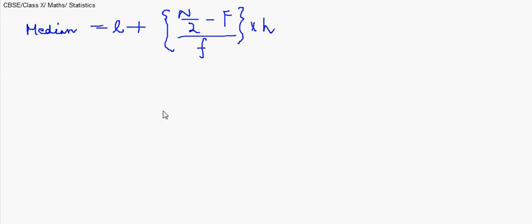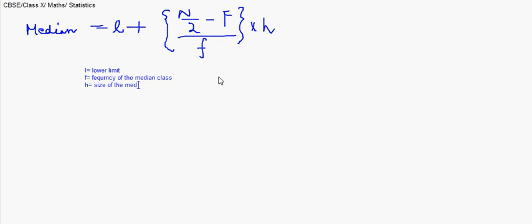L stands for the lower limit of the median class. This is all about the median class, because after locating the median class we are now writing the formula. f is the frequency of the median class. Then h is the size of the median class, the interval.